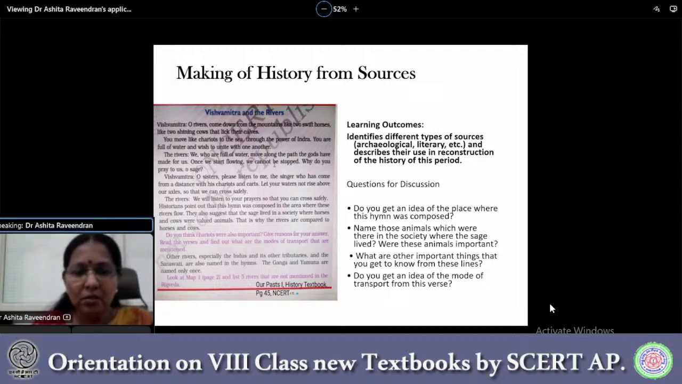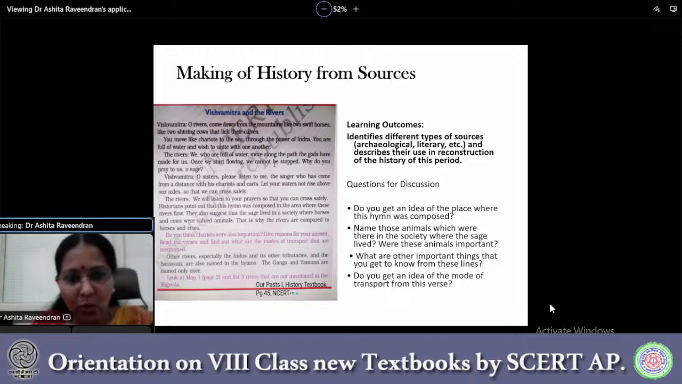Because here the cows and horses have been given much importance. So that means this was very related to their day-to-day life. These were the animals which were very important to them. So then, what are the other important things that you get to know from these lines? Do you get an idea of the mode of transport from this verse?